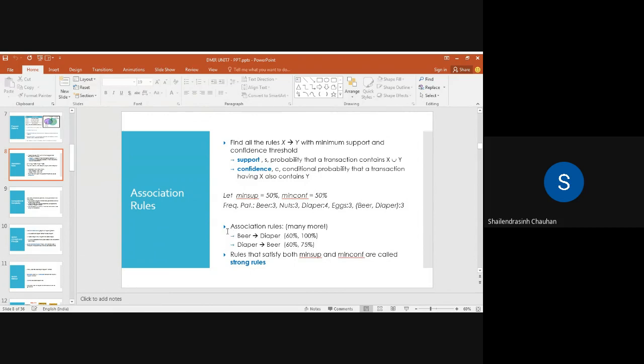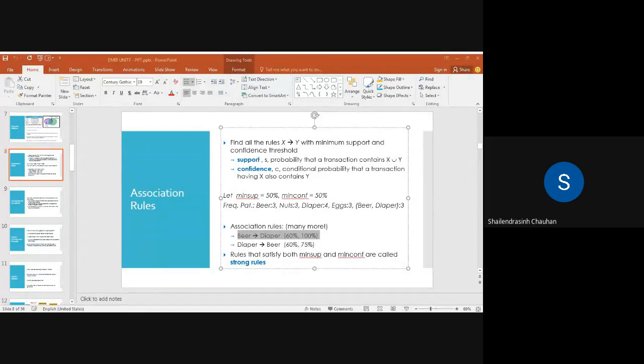So what is the meaning of this rule? Here you have beer implies diaper. In this rule, you have beer on the left hand side, diaper on the right hand side. And in brackets, you have two percentages, 60% and 100%. If it is not mentioned otherwise, you need to assume that the first percentage represents support and the second represents confidence. So here you have support of 60% and confidence of 100%.